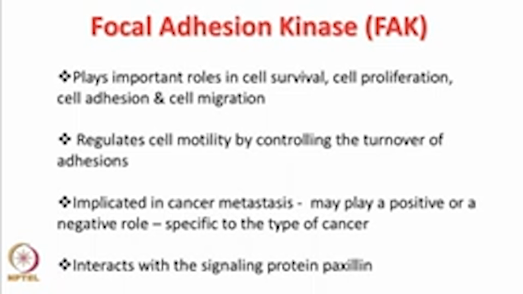Interestingly, in the case of diseases like cancer, FAK can play both a positive role, that means it leads to potentiation of the disease, or a negative role which will inhibit cancer. Again it interacts with the signaling protein paxillin. So, you have these proteins which bind and interact with one another. Focal adhesion kinase and paxillin are broadly called integrin signaling molecules. So, you have integrin signaling molecules, you have structural proteins like vinculin, and you have these focal adhesions.